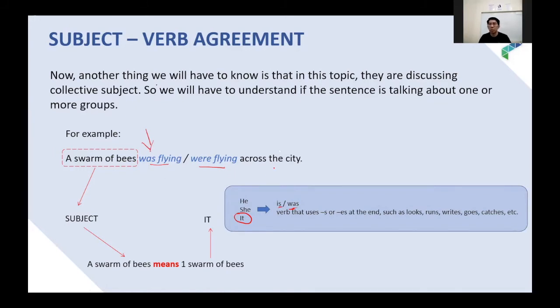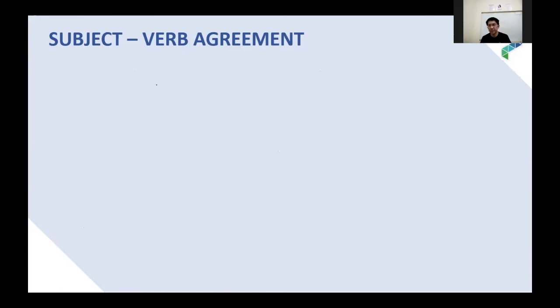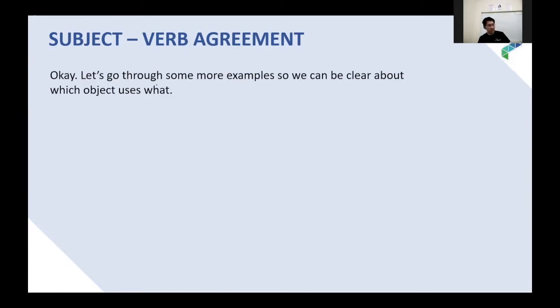Okay, singular. So the correct answer is was flying, because it is one group of bees, one swarm of bees, a swarm of bees. Let's go through some more examples.